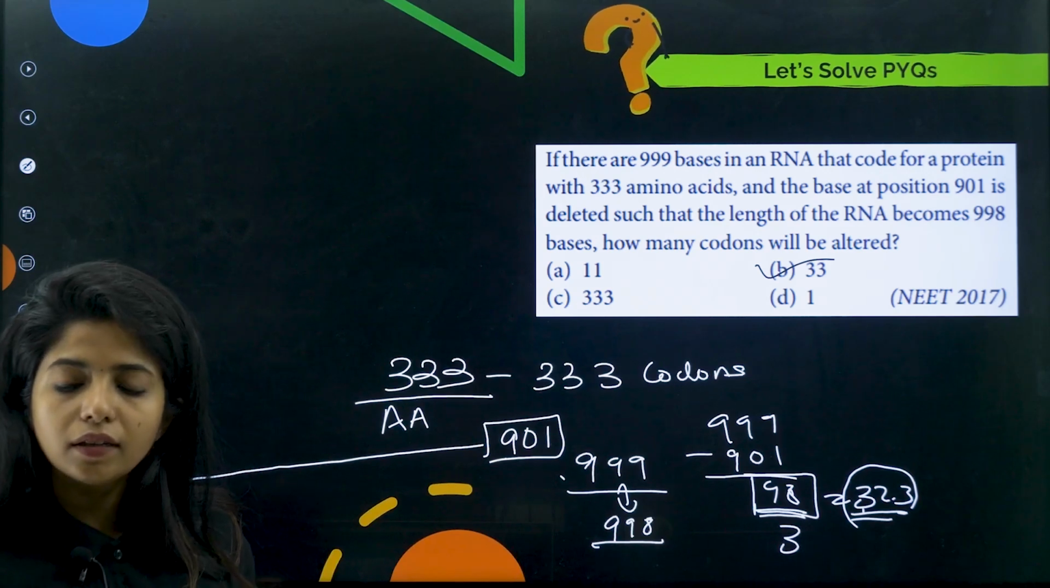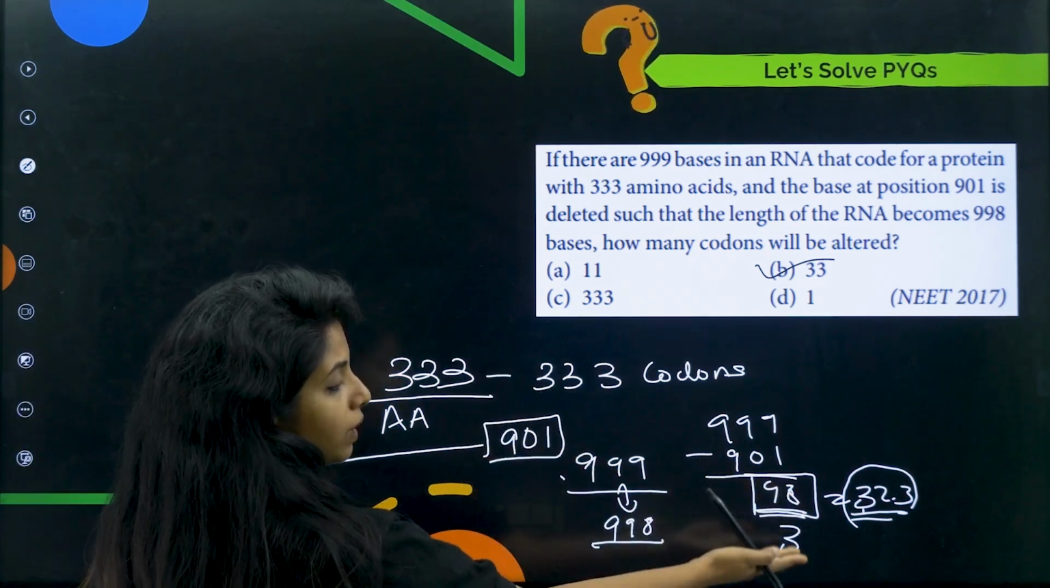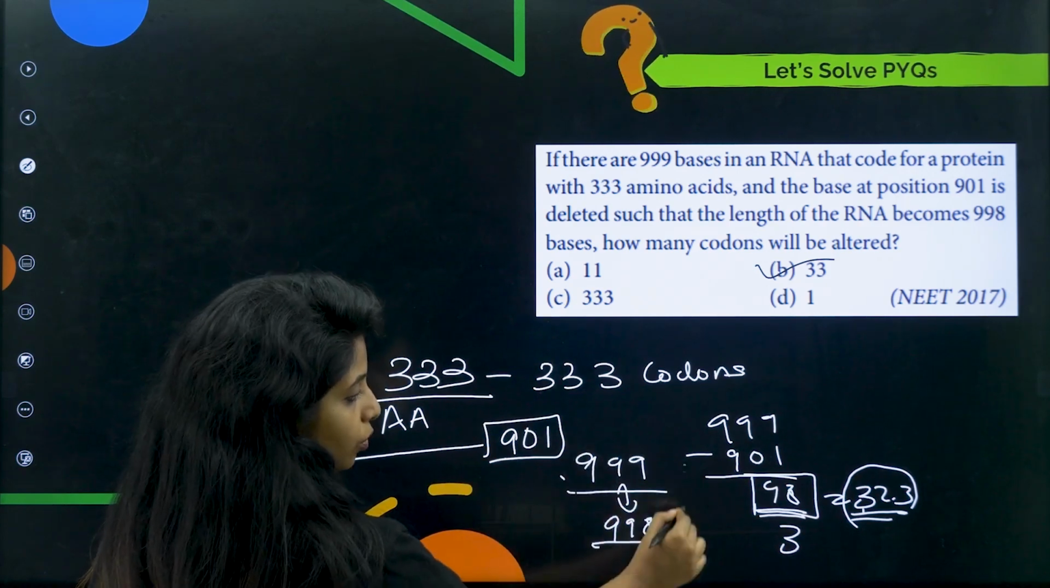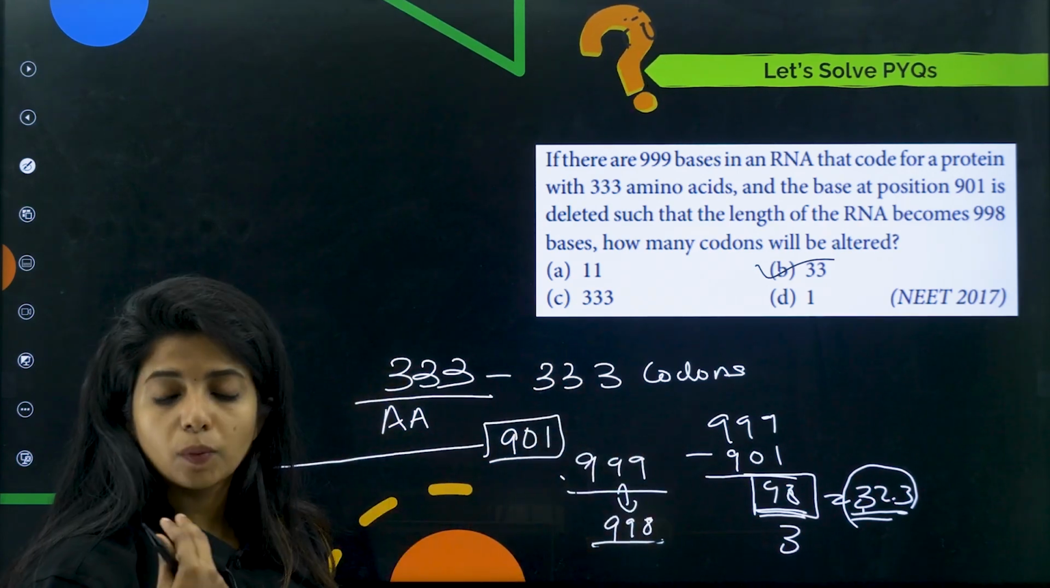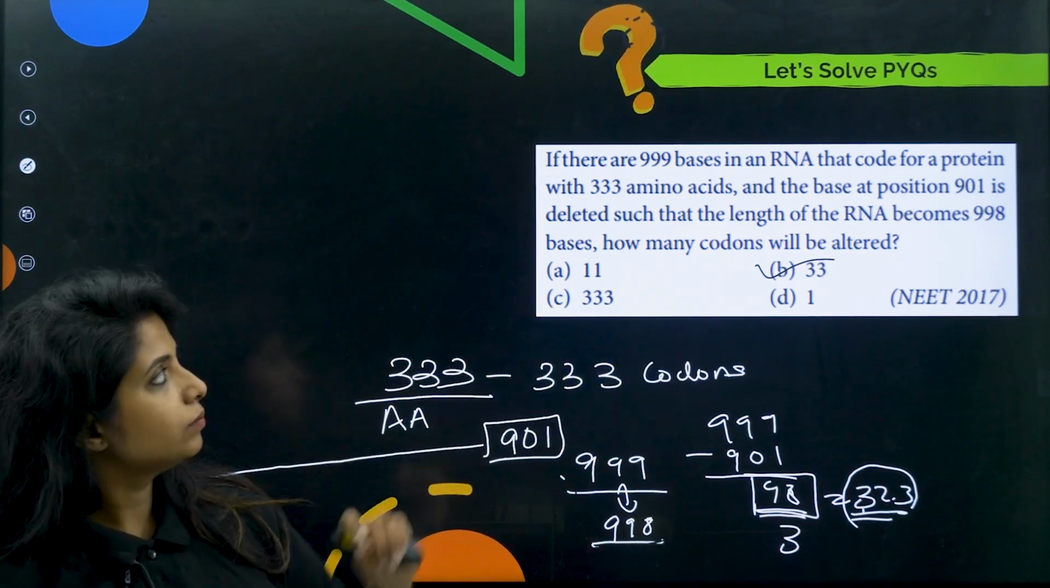So you have to know that. Simple. You subtract the content, and then divide it by 3, because these are nitrogen bases. You have to divide them by 3, then only you will get to know the number of codons, because codons come in the form of triplets. Right? So that is the answer, children.